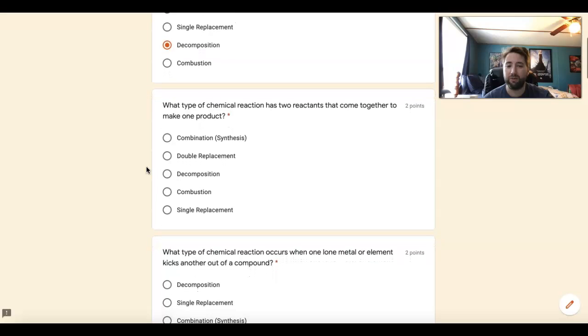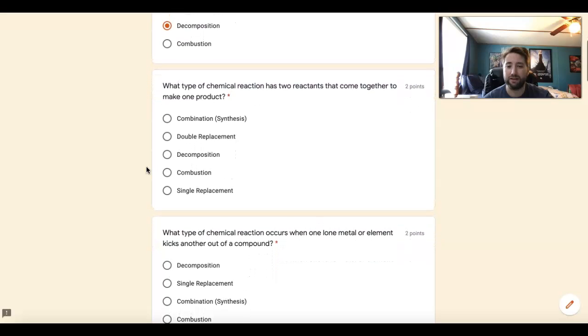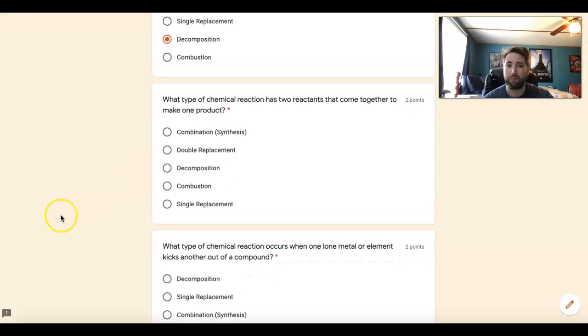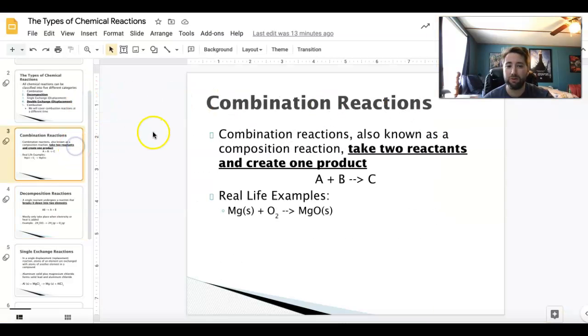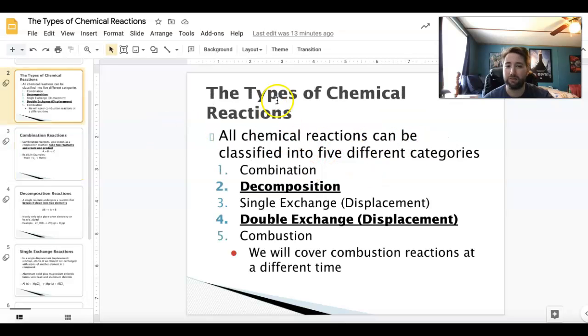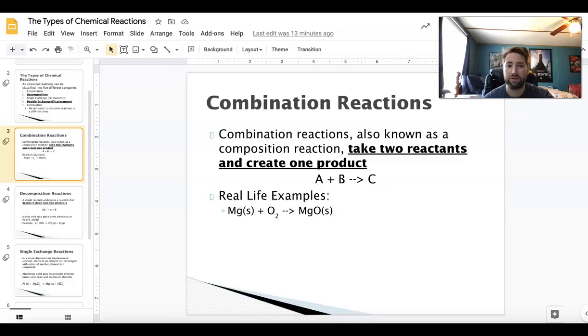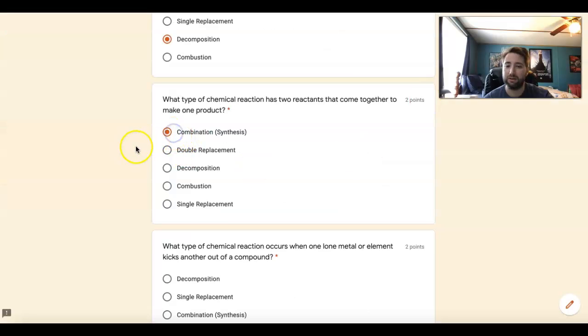Alright, what type of chemical reaction has two reactants that come together to make one product? Let's go back to the notes. I feel like we just did this. It takes two reactants and creates one product. That's going to be combination, which is also known as synthesis.